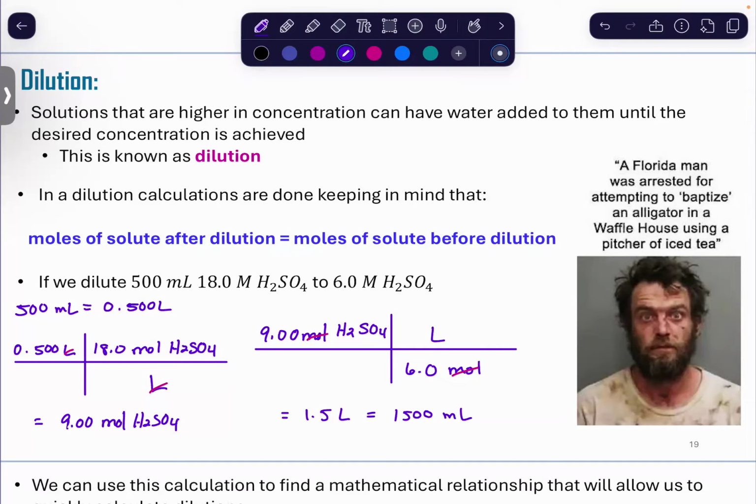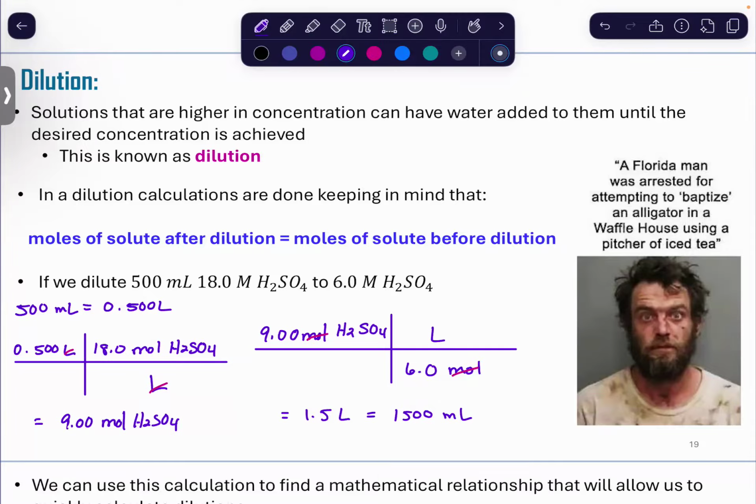So that's what I'm going to be doing. I'm adding water until I increase my volume to the point where the concentration has changed. But you'll find out your 18 molar sulfuric acid is what we know is concentrated, and you don't add water to the acid. You want to add the acid to the water, or else you can get a very violent explosive reaction. But still, the overall calculation works.